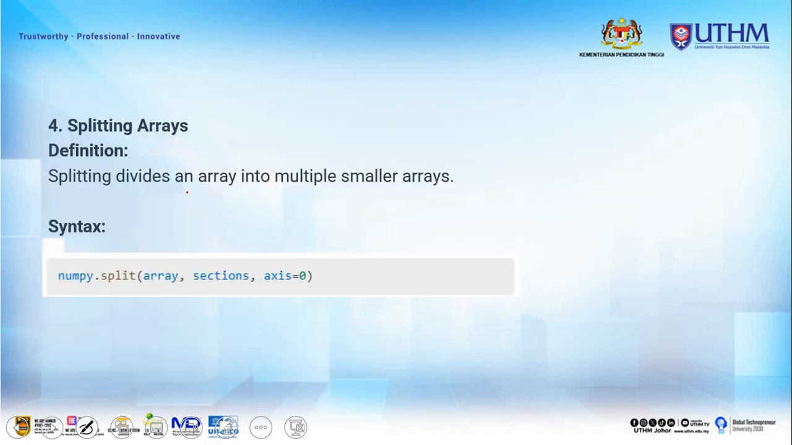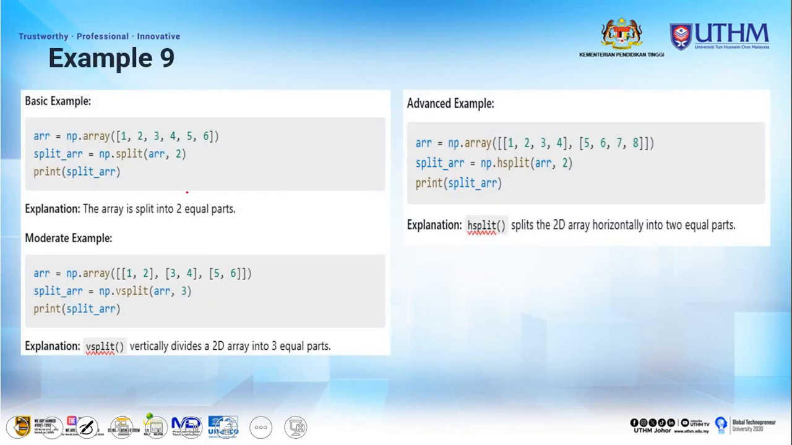Split the array. Just now we combined, right? Concatenate. Now we have an array, and we want to divide it into multiple smaller arrays. For example, an array into two equal parts. When we have 6 elements divided into two equal parts, it will be like this: 1, 2, 3, 4, 5, 6. This is how we do split. We use the keyword called split, and we have vsplit and hsplit. vsplit is for vertical, hsplit for horizontal. You guys can also try this.